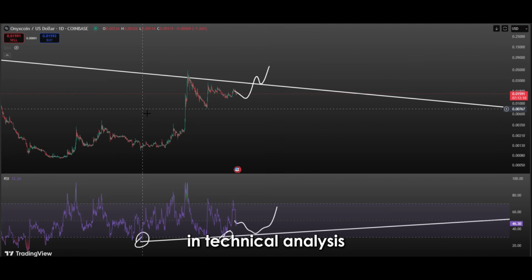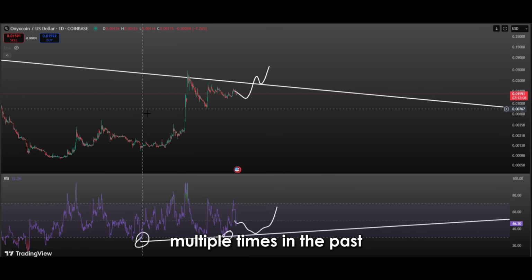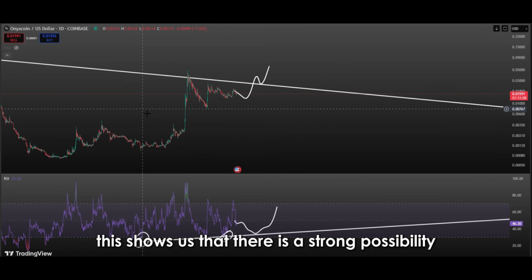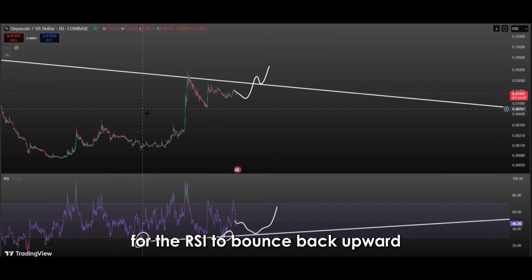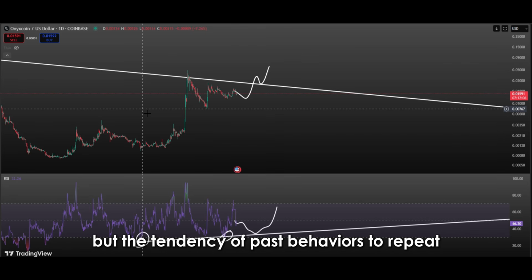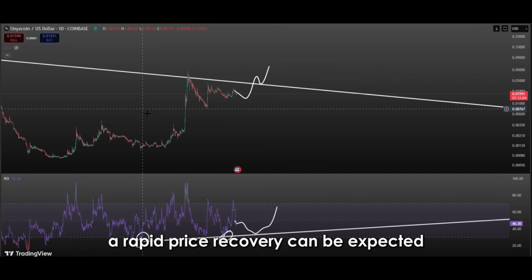In technical analysis, the more frequently trend lines are tested, the stronger they are considered. If this rising trend line on the RSI has been tested multiple times in the past, the current contact becomes even more significant. This shows us that there is a strong possibility for the RSI to bounce back upward from this level. Of course, no technical analysis interpretation is 100% accurate, but the tendency of past behaviors to repeat offers statistically higher probabilities. If the RSI bounces from this trend line, a rapid price recovery can be expected.